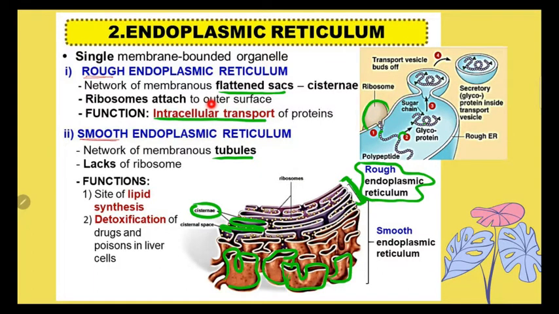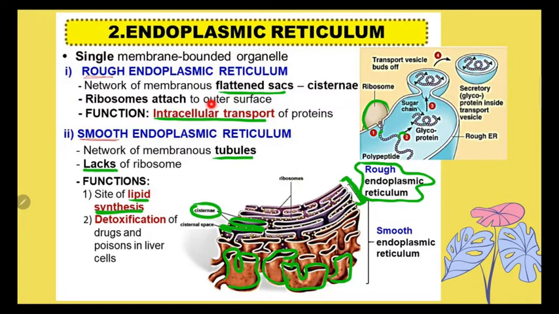Okay, so of course when it is smooth, it is because it lacks ribosomes. What are the functions of the smooth ER? Overall in the lecture notes there are 4 functions, but I will just state the first 2 functions of smooth ER. First is as a site of lipid synthesis.